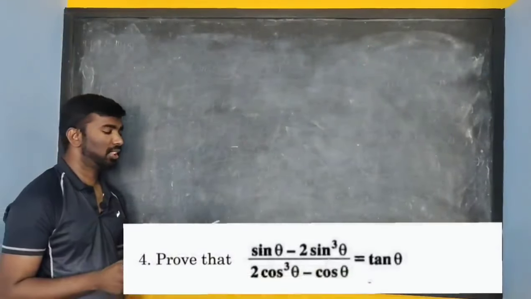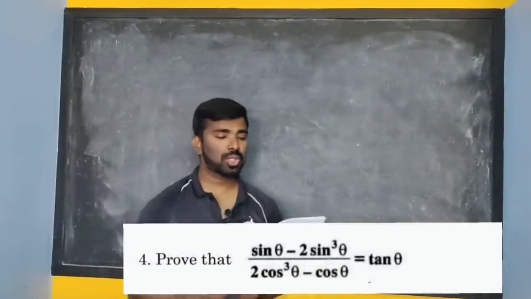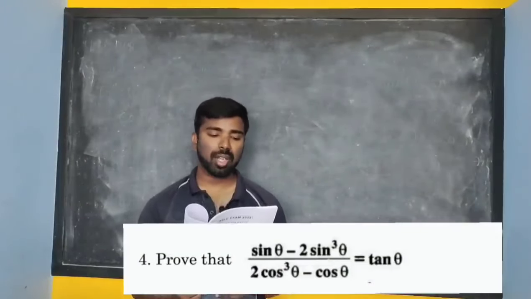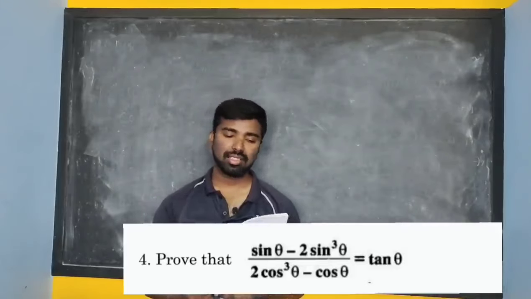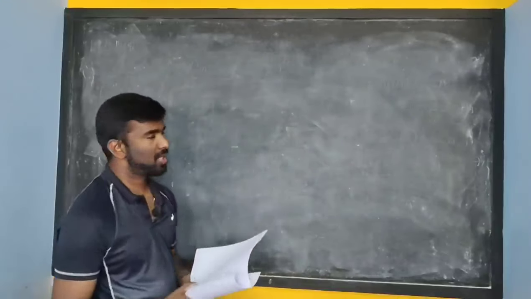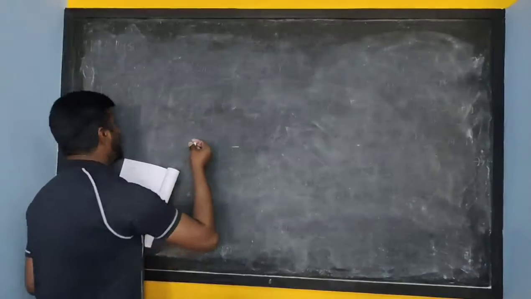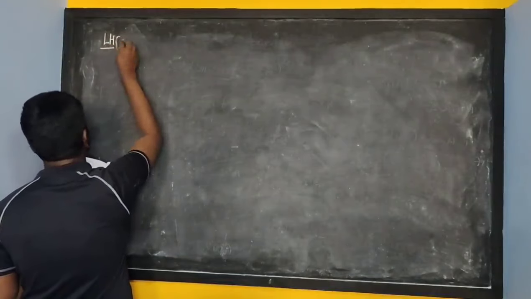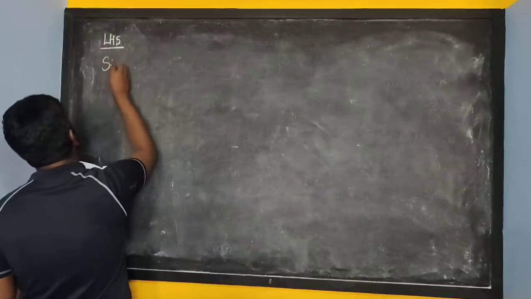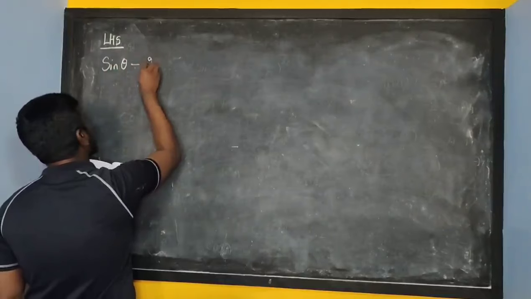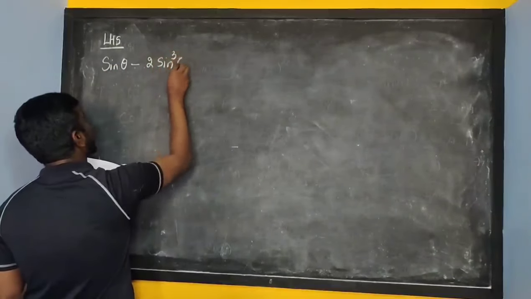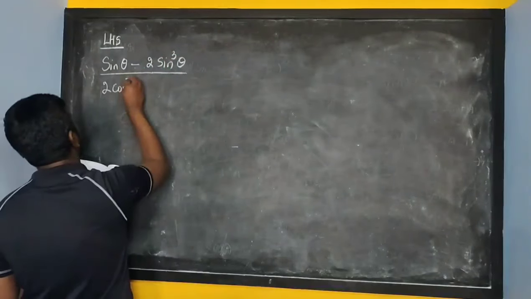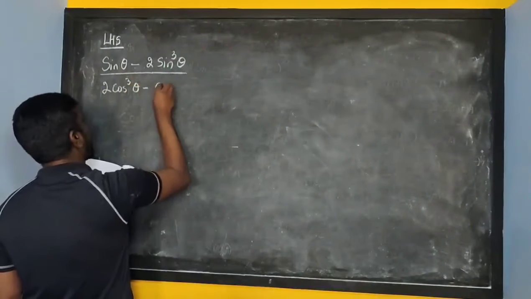Moving to the fourth question: sin theta minus 2 sin cube theta, divided by 2 cos cube theta minus cos theta, equals tan theta. So what is the first step? The first step is to write down the LHS. What is the LHS? Left hand side: sin theta minus 2 sin cube theta, whole divided by 2 cos cube theta minus cos theta.